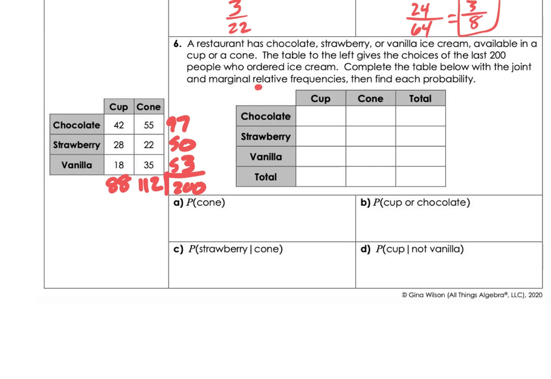Okay. The key here is it says we're looking for the relative frequencies of each one. Okay? So to get the relative frequencies, everything in this table here is going to be a decimal. So we're going to take all of these numbers here and divide it by the total, which is 200. So we're going to divide all those numbers by 200. So we're going to do 42 divided by 200, which is 0.21. And we just got to go through and we got to divide each one.